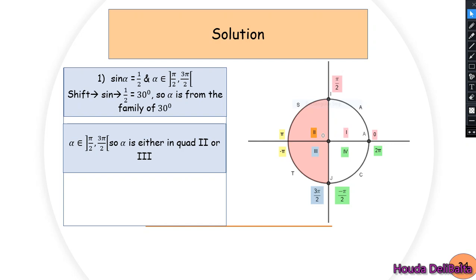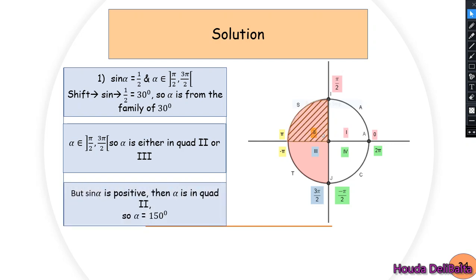Now, to sum up my answer, I have to notice the sign of the trigonometric line given. Sine alpha is positive. Then I am definitely in quadrant 2. Why? Because I know that in quadrant 2 sine is positive, while in quadrant 3 tangent is positive and sine is negative.